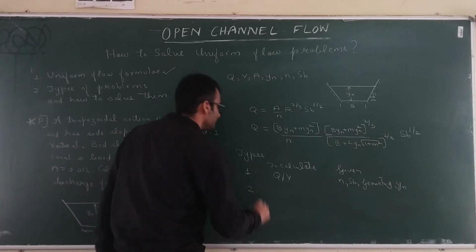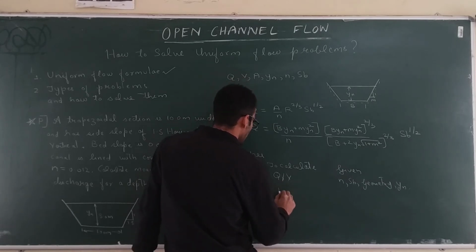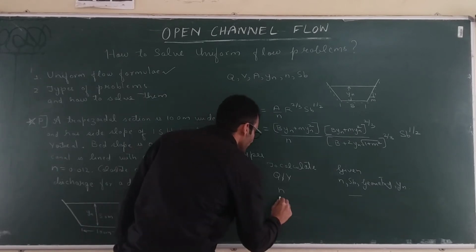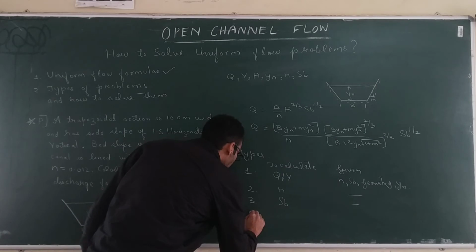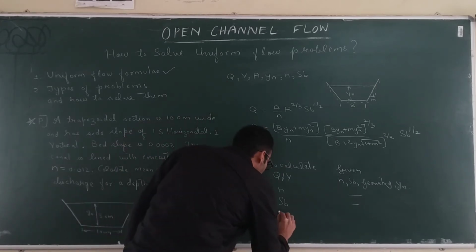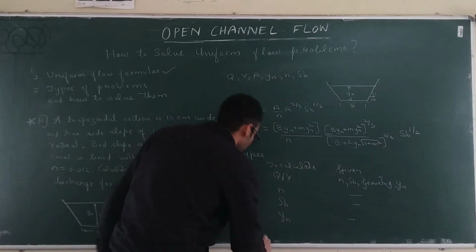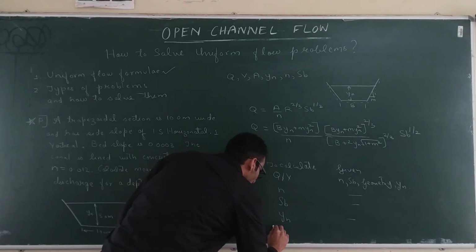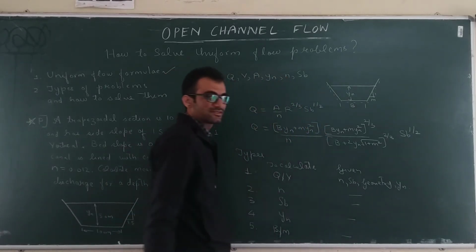Second type of problem is, suppose you want to calculate Manning's constant, and other things will be given. Third type of problem, you will be required to calculate SB and other parameters will be given. Fourth type, you will be required to calculate the normal depth Yn and other parameters will be given. And fifth and last type of problem, you will need to calculate geometrical properties such as B or M, side slope or base width, etc., and other parameters will be given.